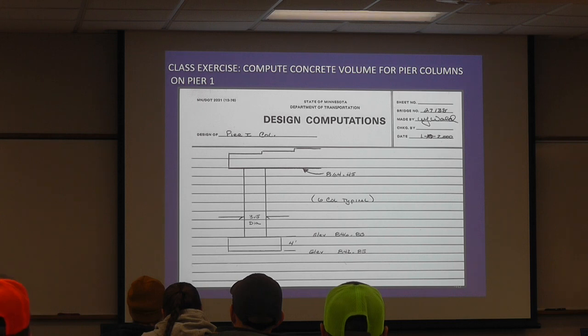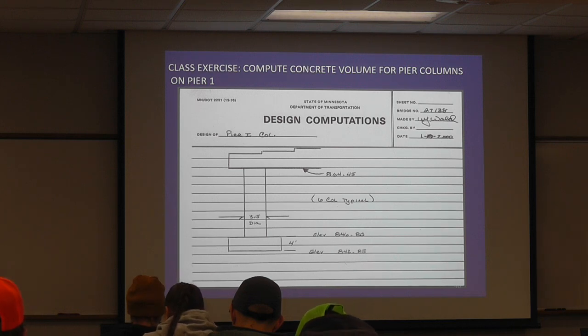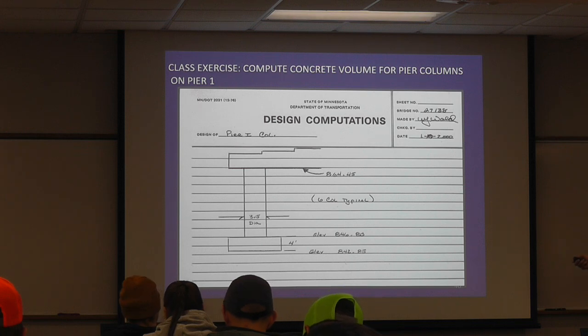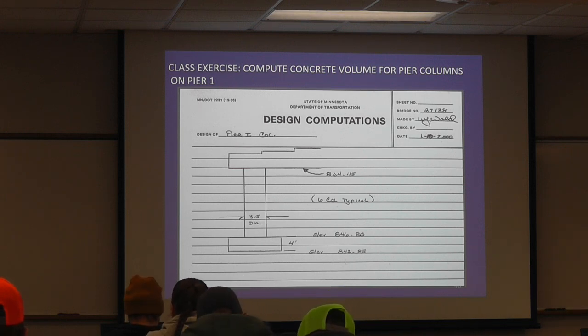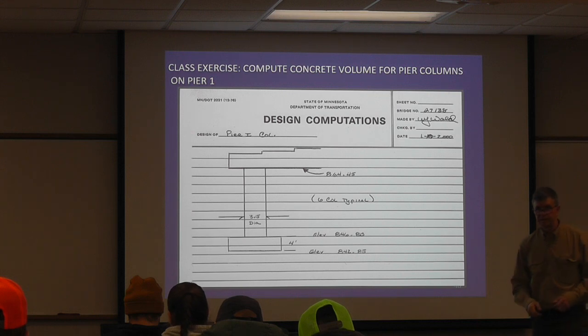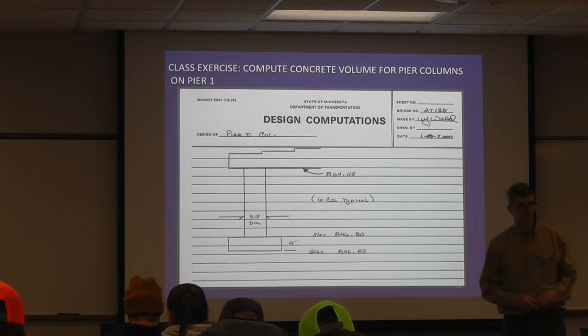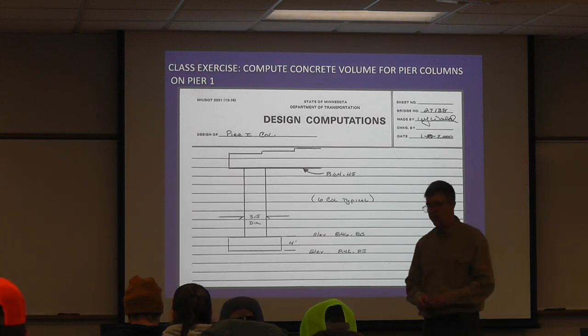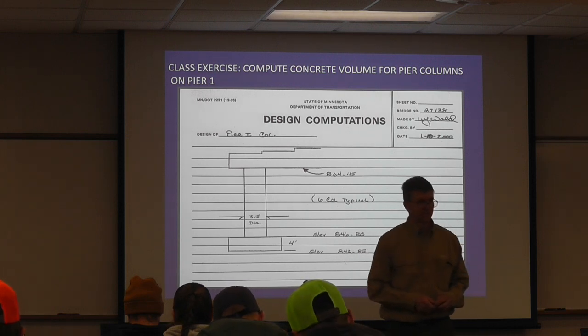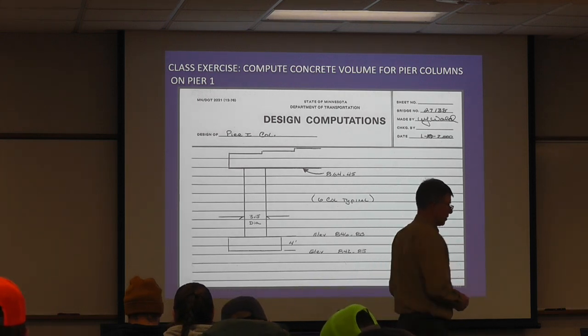Next one is compute the concrete volume for pier columns on Pier 1. So there's 6 of them that are typical. Give you some elevations here, but you can look at the plan. So you got to remember what's the formula, how do you get volume of a circular column. Anybody remember that one? Okay, so let's see if we can crank this one out.